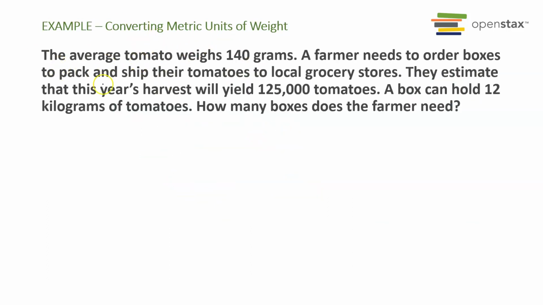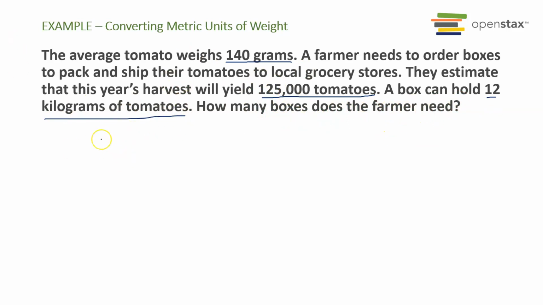So what about this example? It's another multi-step word problem. The average tomato weighs 140 grams, and a farmer needs to order boxes to pack and ship their tomatoes to local grocery stores. They estimate that this year's harvest will yield about 125,000 tomatoes, and a box can hold 12 kilograms of tomatoes. How many boxes does the farmer need?